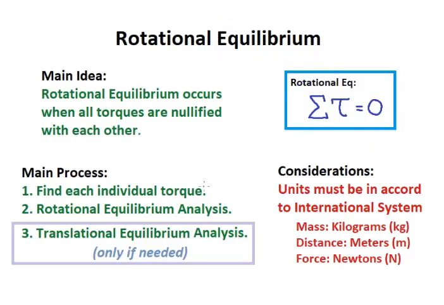The main process we're going to follow is we're going to find each individual torque, which are the ones we need to add. We're going to perform a rotational equilibrium analysis based on this equation, and if necessary, we're going to use translational equilibrium analysis, but only if we need it. The consideration we need to have in this case is that all units must be in accord to the international system, being mass in kilograms, distance in meters, and force in newtons. Most importantly, we're going to focus on meters and newtons because those are the things we need to find torque, being the force and the lever arm.